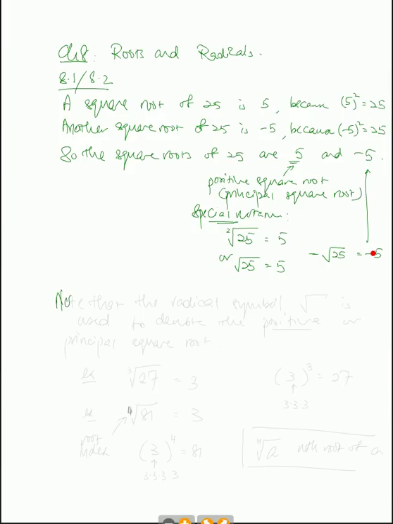So note that the radical symbol, okay, the radical symbol, that's this one, is used to denote the positive or principal square root.